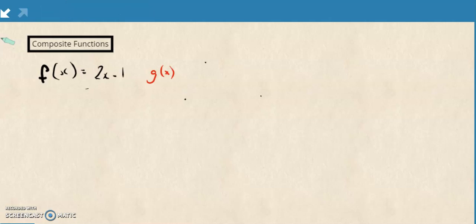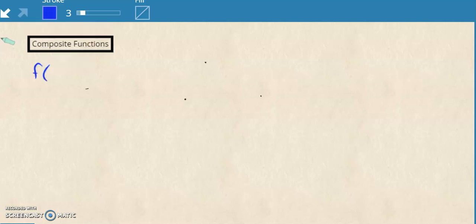Okay, we're getting into our work here on composing functions. We know that functions can be defined in such a way. This is a linear function, and we know how to operate under these sort of conditions.